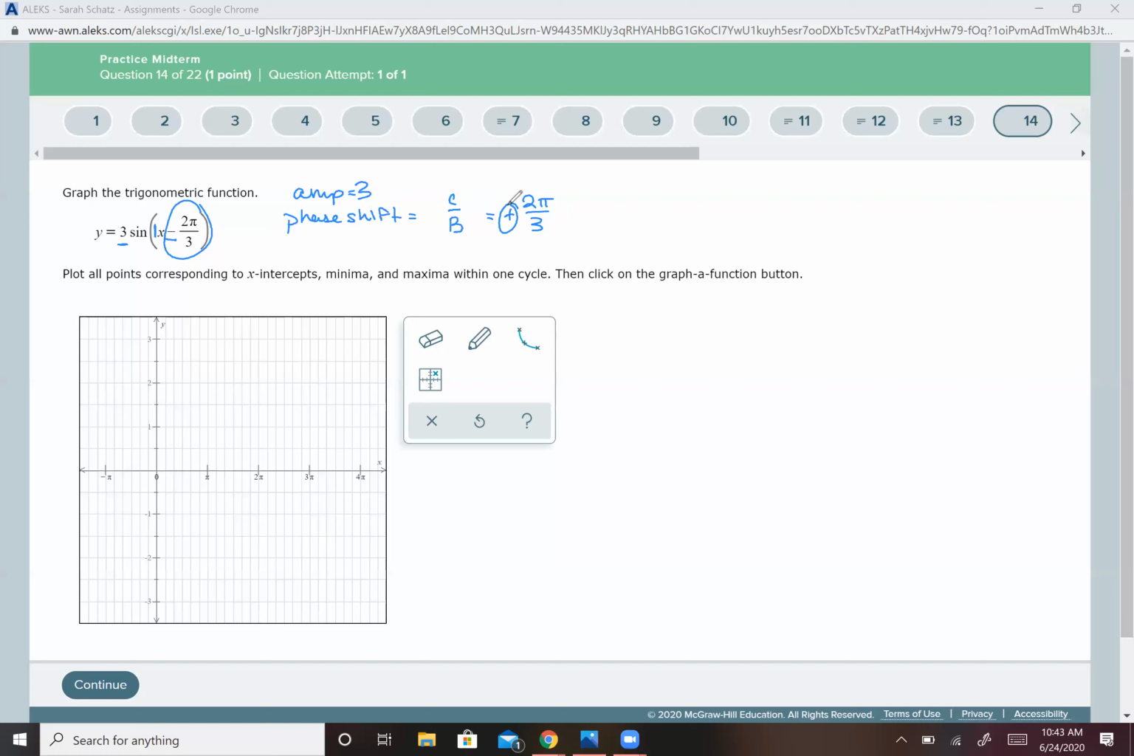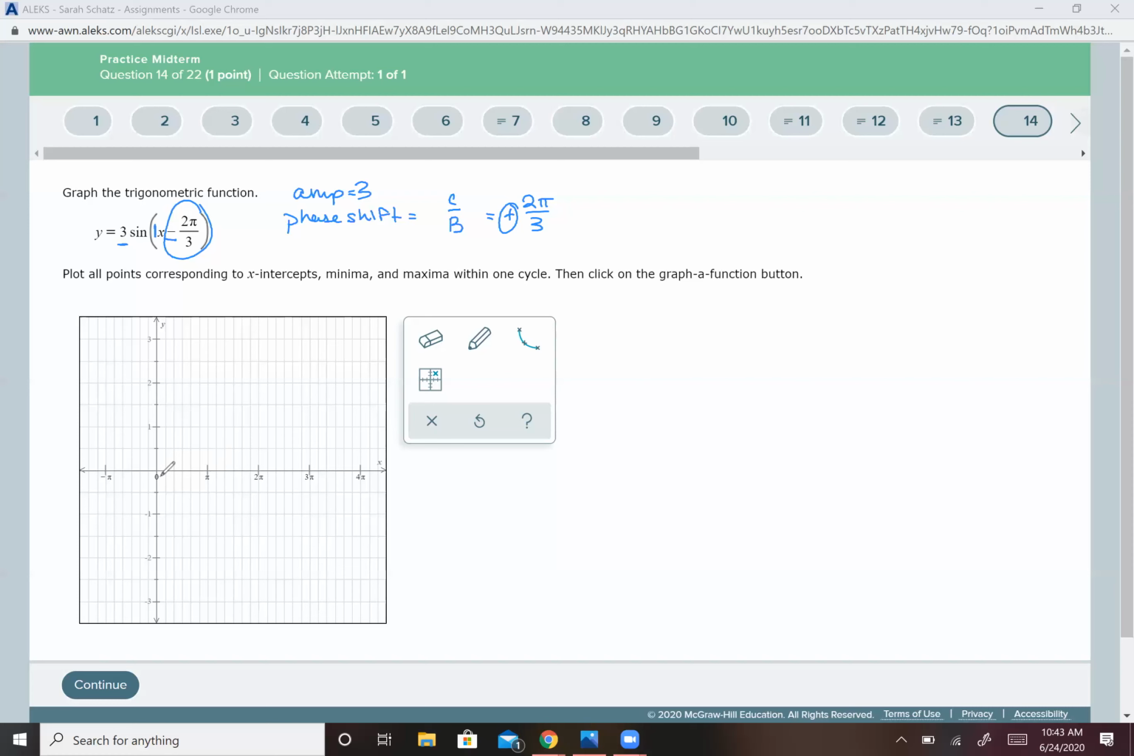Notice first, before I even do anything, notice your grid squares, well, they're not even squares, are different units. There's 1, 2, 3, 4, 5, 6 units from 0 to pi. So it means that each one is pi over 6. So we're going to keep that in mind as we start graphing.